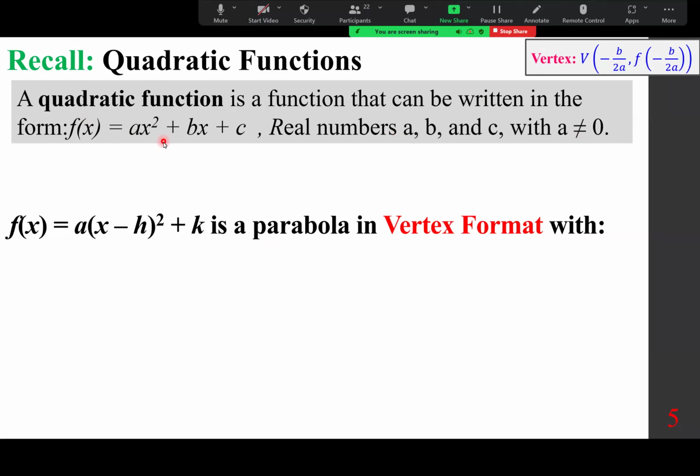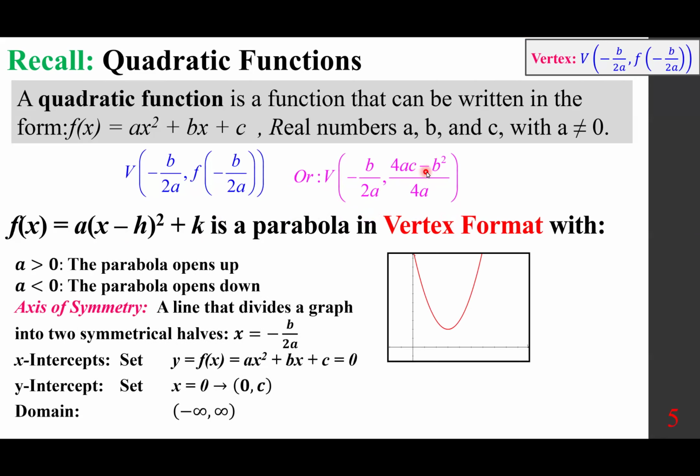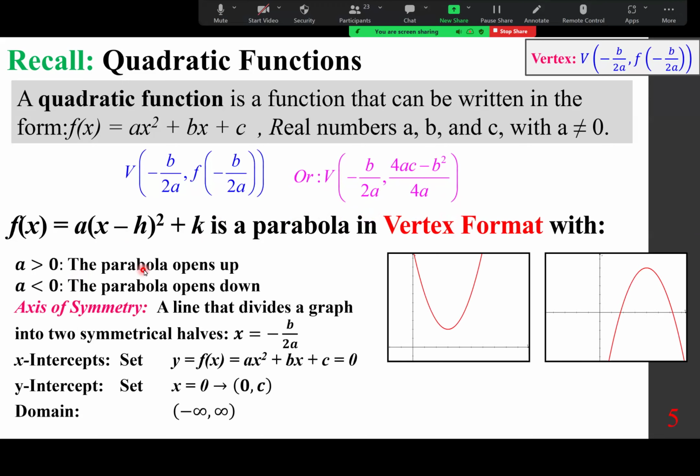However, if it's in this format, you can calculate x equals minus b over 2a, and then plug in, and f of minus b over 2a would be the y coordinate. This is the h, this is the k. If you work it out, you can end up with this, of course. If a is positive, the parabola opens up. Negative, the parabola opens down. Axis of symmetry, a line that divides a graph into two symmetrical halves: x equals minus b over 2a.